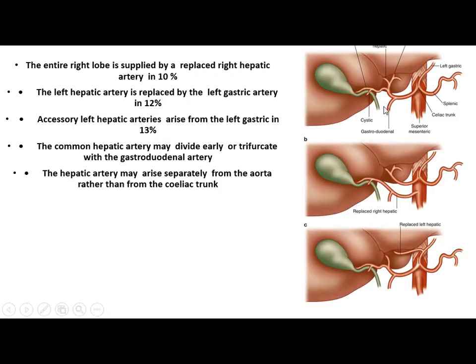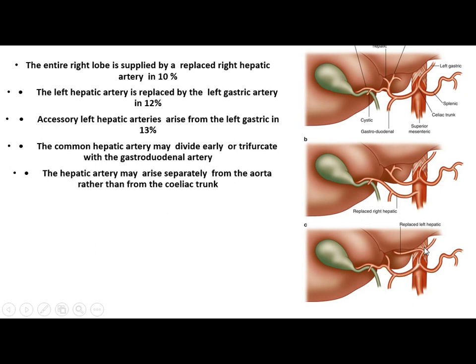This is the normal picture, right? The common hepatic, left and right. A replaced right hepatic artery occurs in about 10% of people. This is the superior mesenteric artery, this is the replaced right hepatic artery, and the left also comes from the celiac trunk. A replaced left hepatic artery, in this picture, occurs in about 12% of people. It arises from the left gastric artery, not from the common hepatic artery.